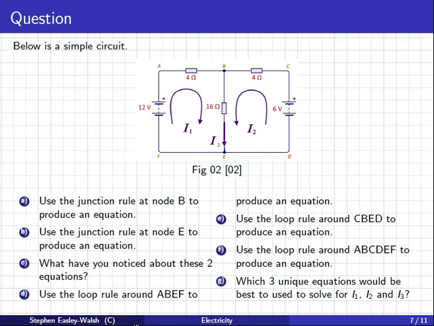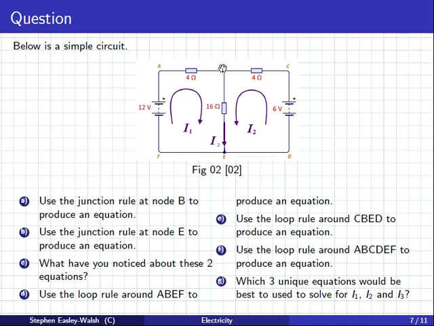So we're going to do this one together. So I'll start over with you, Dorian. We have here a circuit. I1 goes this way, I2 goes this way, and down the middle is I3. That's 4, 4, 16 ohms. That's a 12 volt and a 6 volt. And I want you to use the junction rule at B, and B is up here.